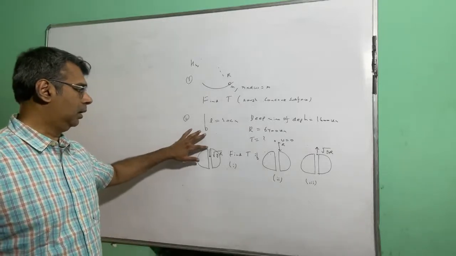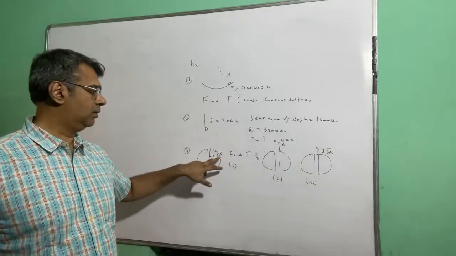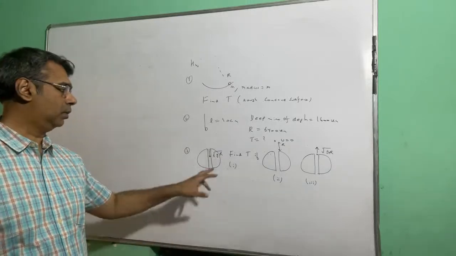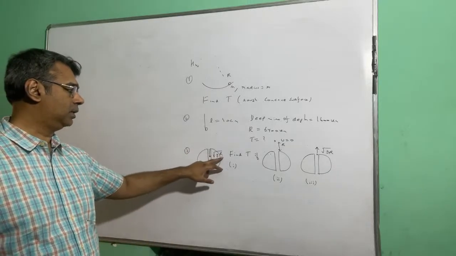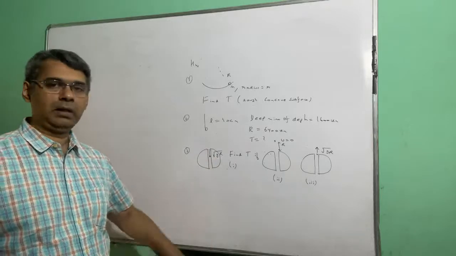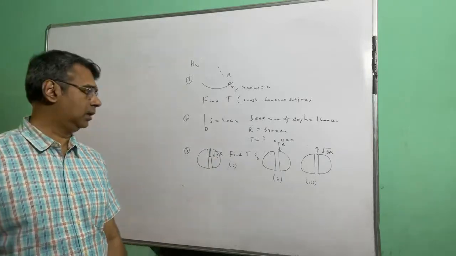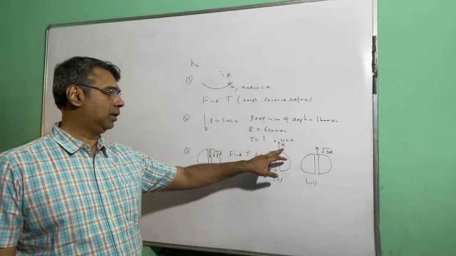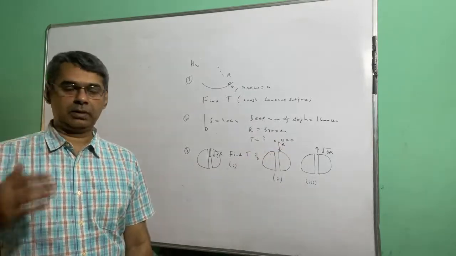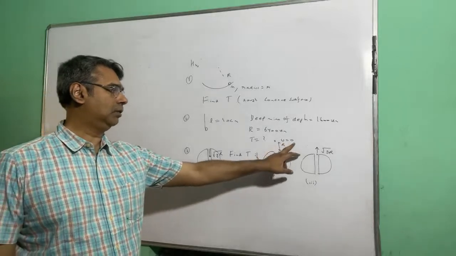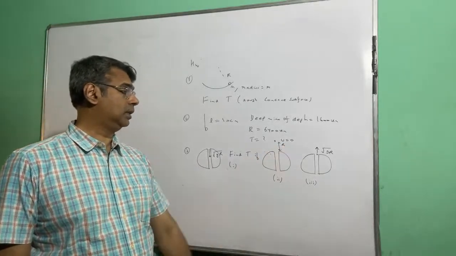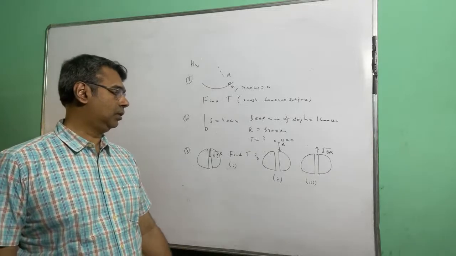Situation 1, a particle is projected with a velocity root over small g into capital R. It is projected inside the tunnel. Situation 2, the particle is released from a height capital R above the surface of the earth with initial velocity 0. What is the time period?